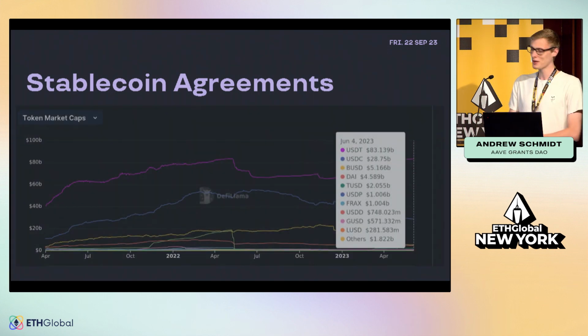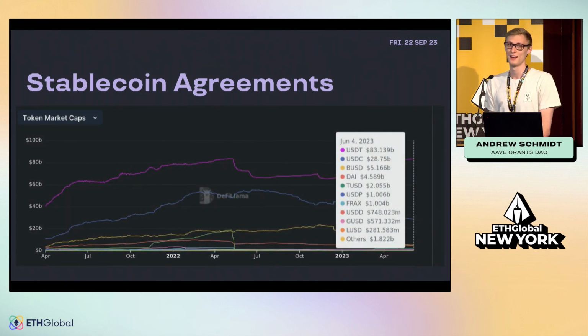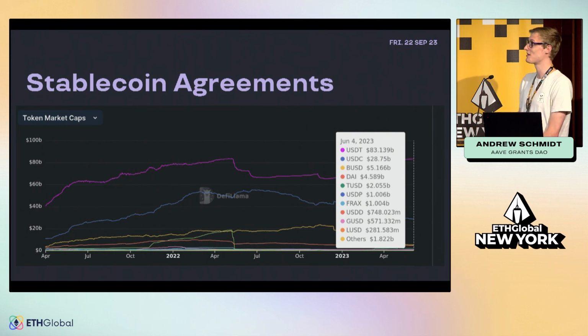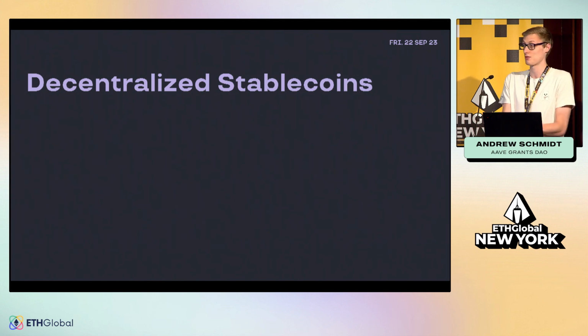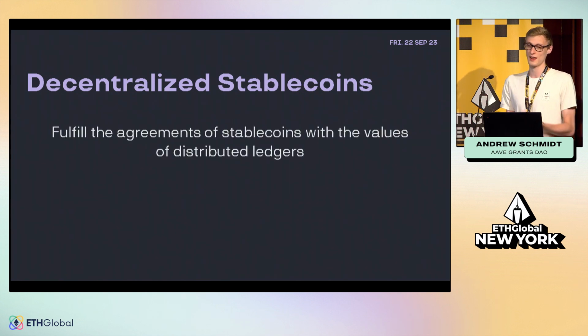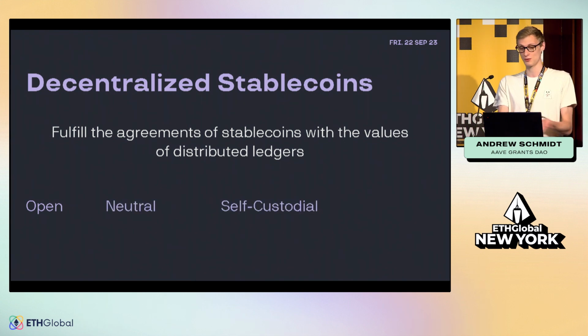When we look at the overall stablecoin landscape, it's pretty interesting that almost 90% of the value in these stablecoins, the agreements happening through these stablecoins, is not actually occurring through code. It's occurring through centralized institutions who basically have the authority over these agreements. And the entire principle of not just Go, but basically all decentralized stablecoins, is to fulfill the agreements of the stablecoin with the values of the ledgers they're built on top of. What that means is that the stablecoin itself is open, neutral, self-custodial, and verifiable.